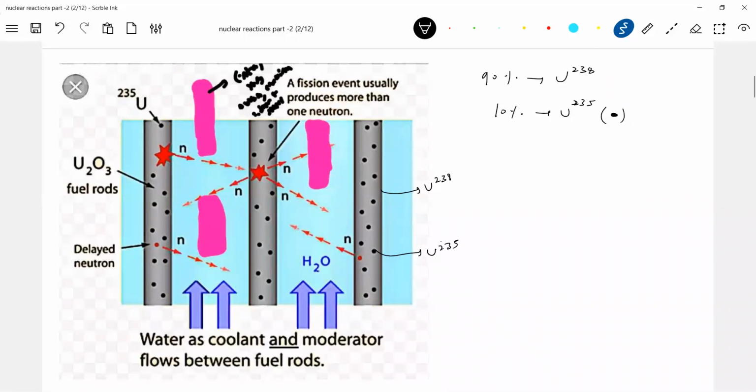Then once the uranium 235 captures here, it'll give 3 neutrons. These neutrons are fast moving, so I should slow them down. For that, I'll go for heavy water, deuterium. The rods are immersed in heavy water. This blue color is heavy water. Water as coolant and moderator flows between fuel rods. I'll make it flow and circulate so that I can decrease the temperature. So here, this is a deuterium, no? And we know neutron deuterium, what happens?